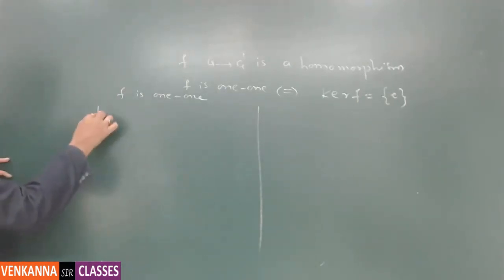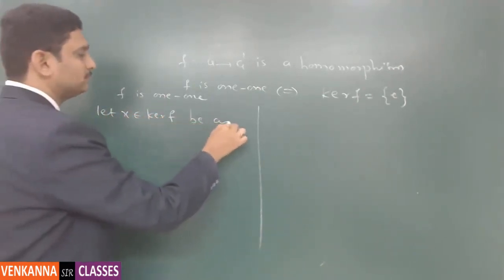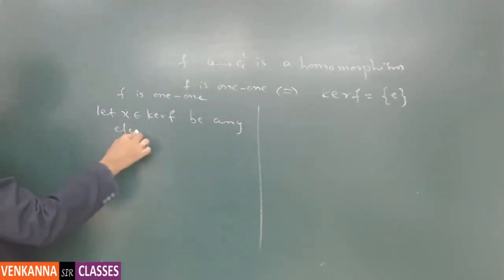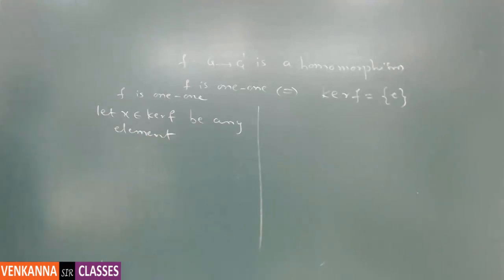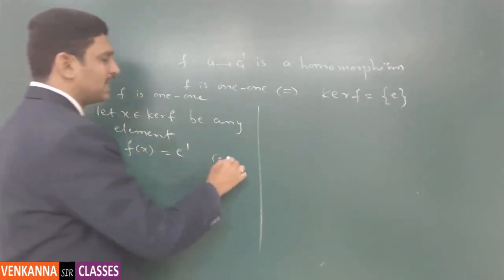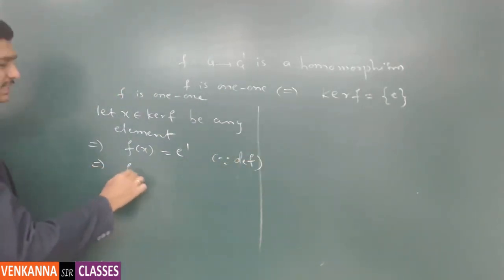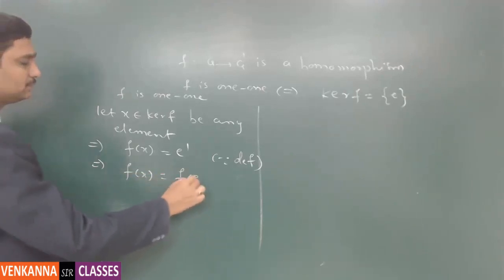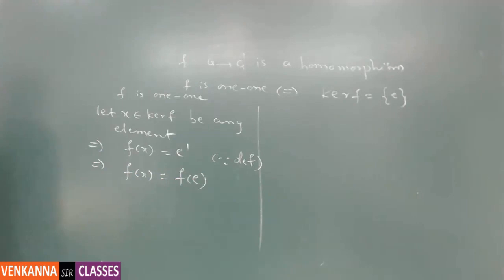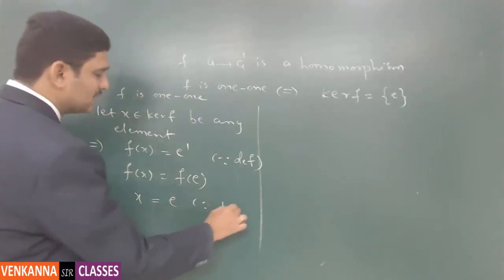So take x belonging to kernel f, be any element. As per the definition, f of x is equal to identity as per the kernel definition. So you can write this as f of x is equal to f of e, because you know that f of e is nothing but e dash. From this step, you can say that x is equal to e because it is a 1-1 function.